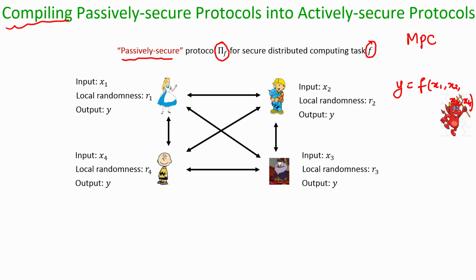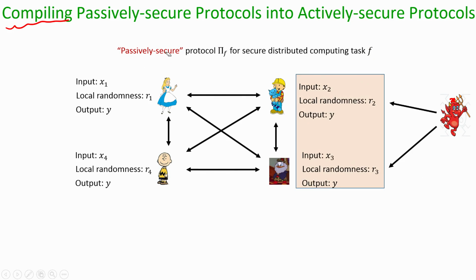For the moment, imagine that this protocol pi sub f is passively secure. It is passively secure in the sense that even if there is an adversary who can see the input and the local randomness of some fraction of these n parties, and whatever messages they have exchanged during the protocol, still by seeing their inputs, the output and the messages that they have received and sent during the protocol, the bad guy does not learn anything additional about the inputs of the good guys. That is what I mean by saying that this protocol pi sub f is passively secure.